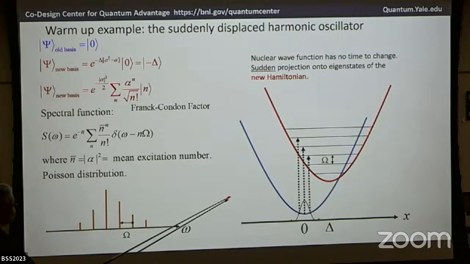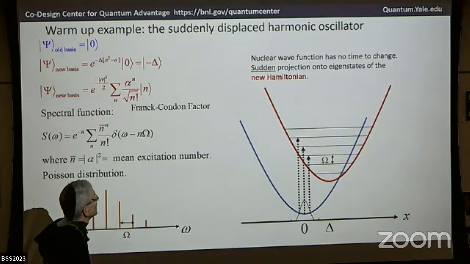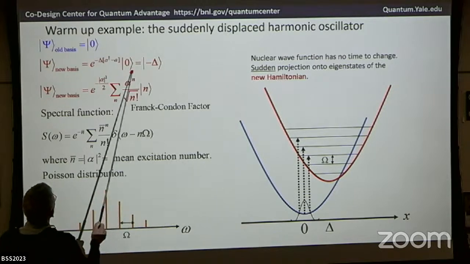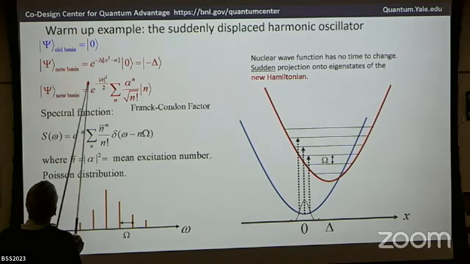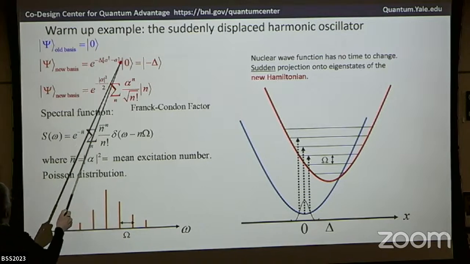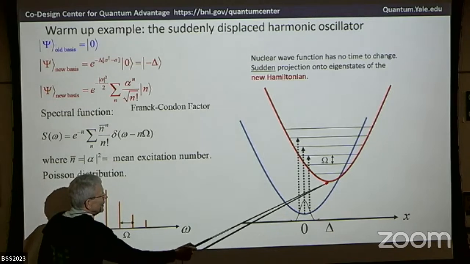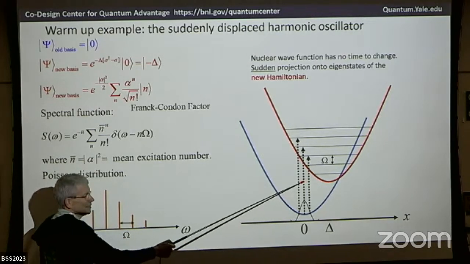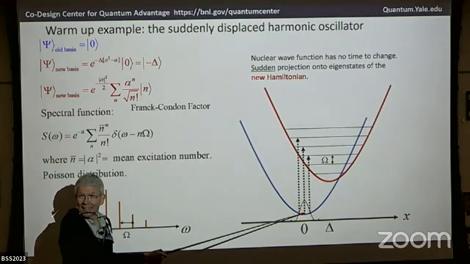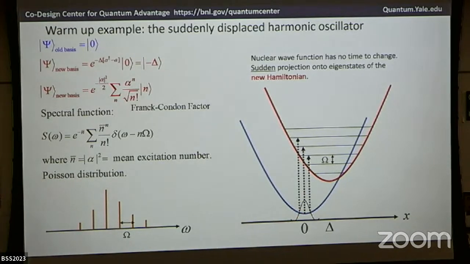So how do we calculate? Well, this is trivial to calculate analytically. We're not going to do quantum supremacy here. Basically, all you have to do is recognize that in the new basis, the old state looks like it's been displaced. It looks like a coherent state at position minus delta, because it's back here. The state hasn't had time to change yet. The Hamiltonian suddenly changed, but the state didn't. That's called the sudden approximation.